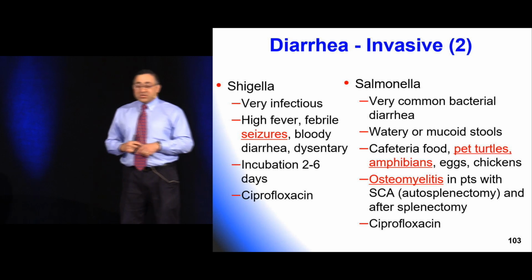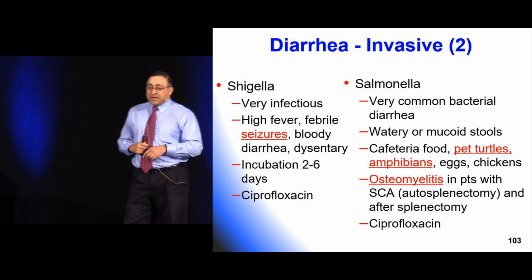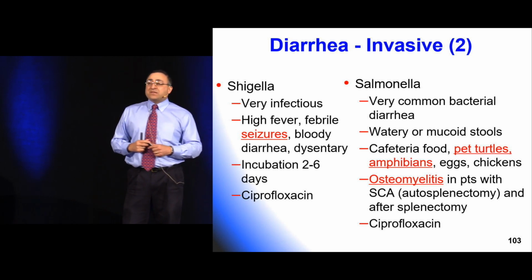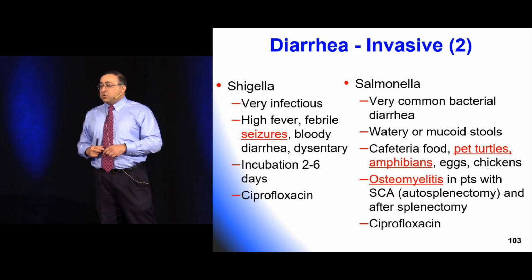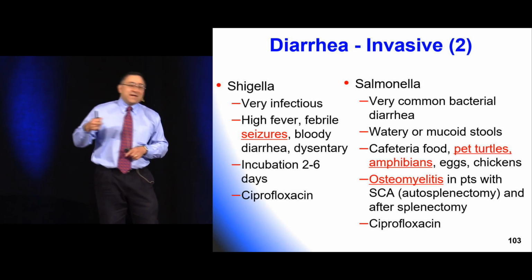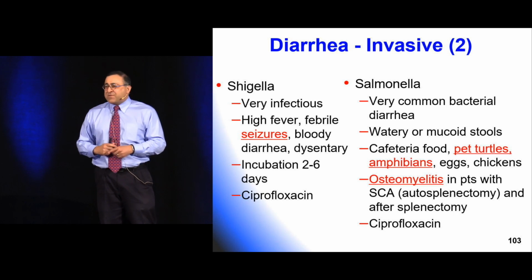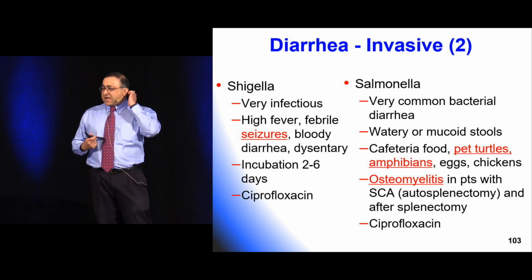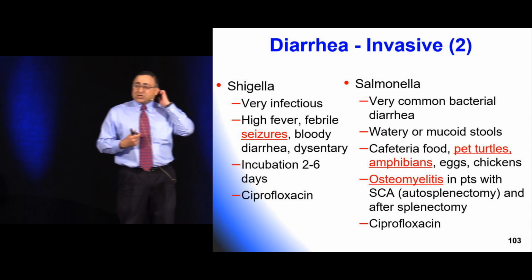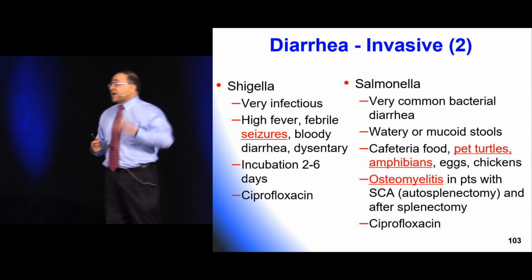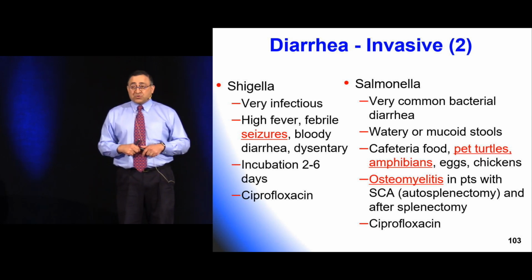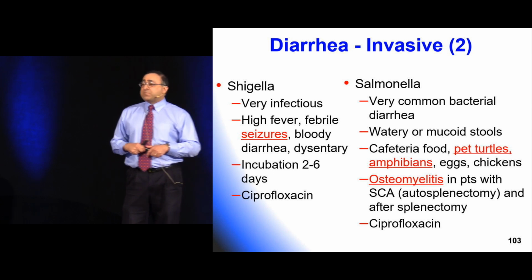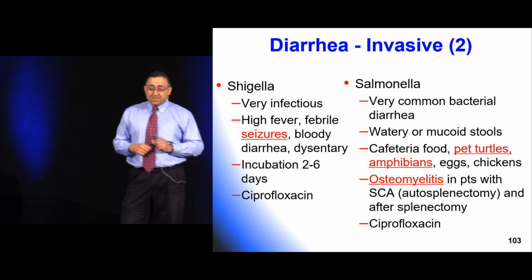Shigella and Salmonella. Shigella, again, bloody diarrhea. And the classic story here is it's a febrile kid who has bloody diarrhea. Maybe you're just about to do the LP because it's a first-time febrile seizure, and then they start having bloody diarrhea. And the reason is that Shigella is associated with a neurotoxin that can produce these febrile seizures. So kid with febrile seizures with bloody diarrhea, bam, Shigella, right?